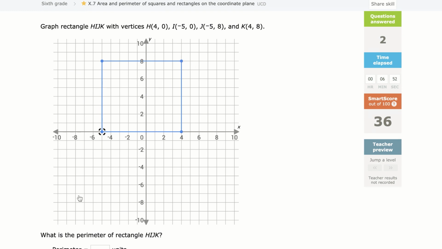So there's my rectangle. I need to count the sides. 1, 2, 3, 4, 5, 6, 7, 8 here, which makes sense because this Y coordinate was 8. This is 0. 8 minus 0 is 8. Going across here, 1, 2, 3, 4, 5, 6, 7, 8, 9. This side is 9. And I could have also seen that because this is -5. So this is 5 units here. This is 4, so that's 4 units there. The absolute value of -5 plus the absolute value of 4 is 9.